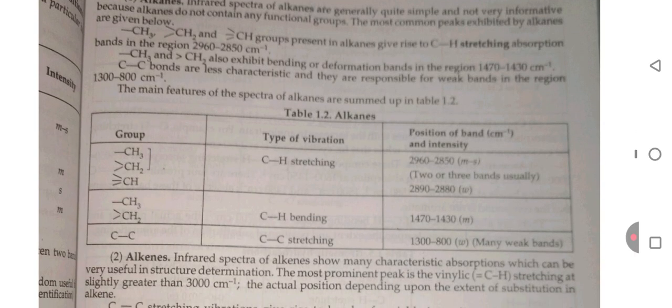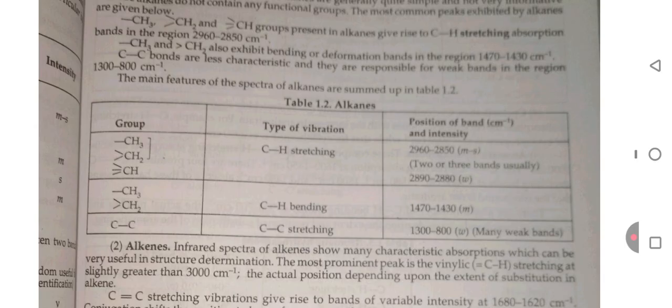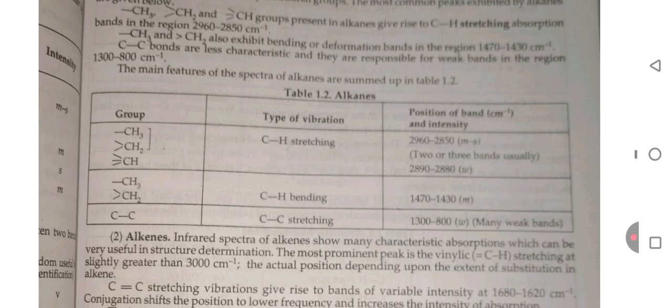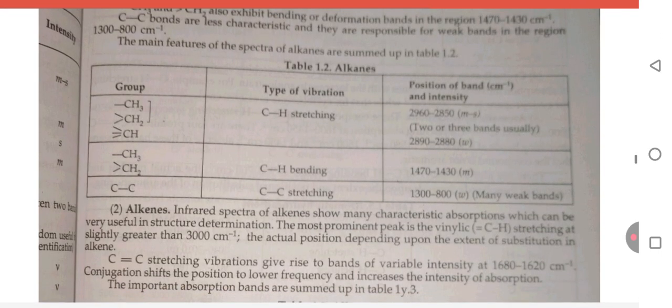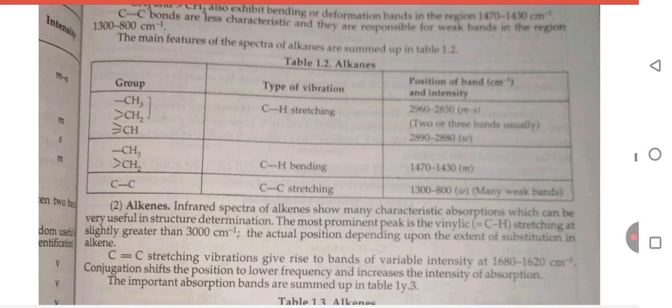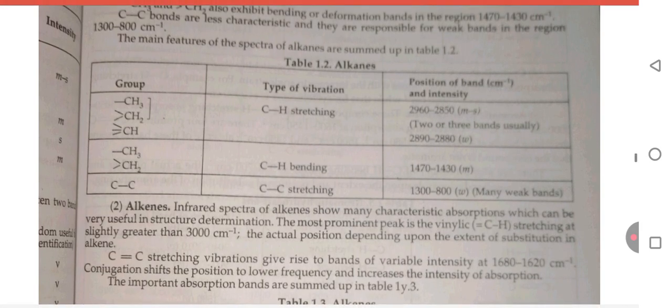CH3, CH2 and CH groups present in alkanes give rise to CH stretching absorption bands in the region 2960 to 2850 cm⁻¹. CH3 and CH2 also exhibit bending or deformation bands in the region 1470 to 1430 cm⁻¹. C-C bonds are less characteristic and they are responsible for weak bands in the region 1300 to 800 cm⁻¹.